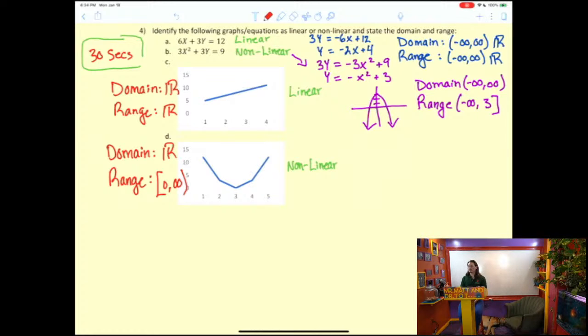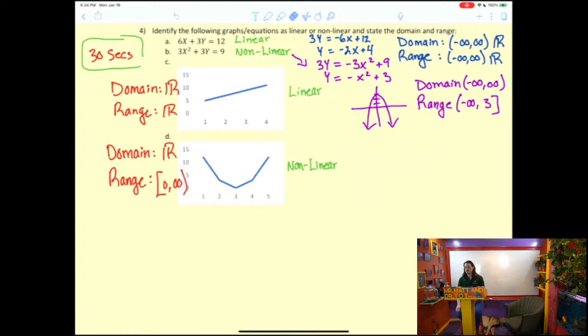Otherwise, you'd need to use parentheses if you're talking about infinity. Infinity is not an actual explicit value. It's more of a concept. So you can never achieve infinity, so you have to use parentheses instead of brackets. So the domain of this function is all real numbers, negative infinity to positive infinity with parentheses.